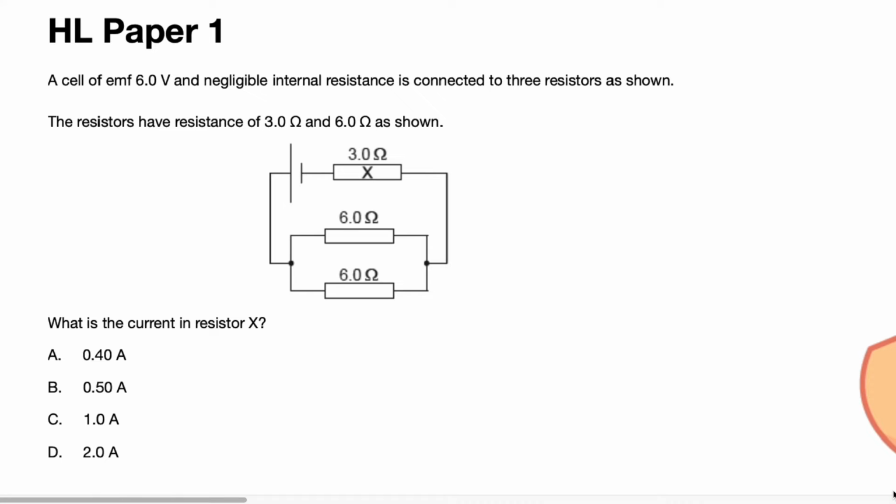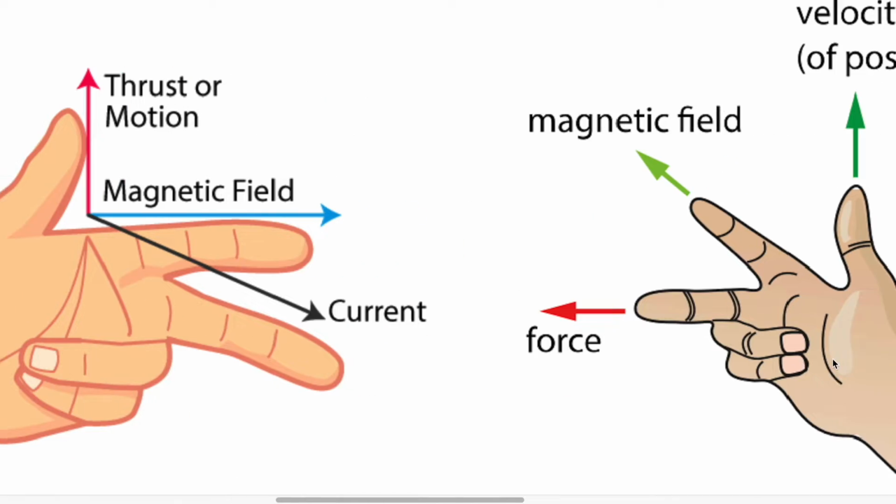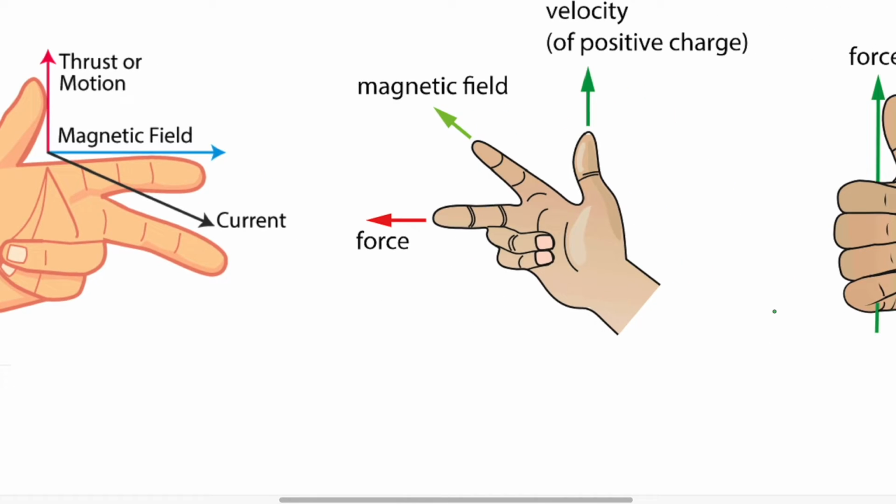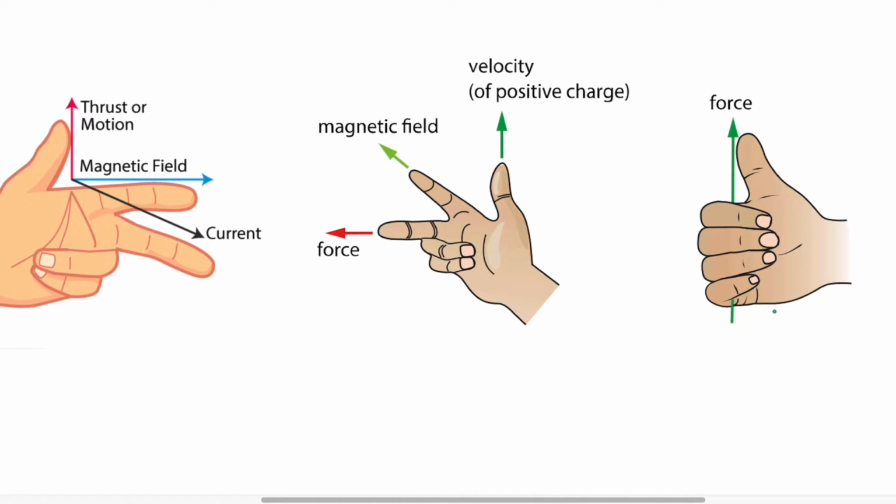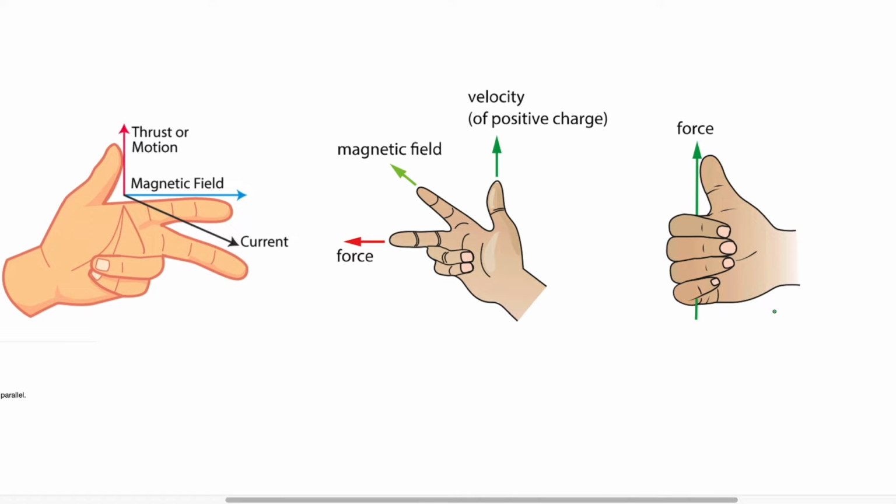Hello everyone, in this video we'll be solving HL paper 1 questions for IB Physics topic 5, electricity and magnetism. Before solving the problems, I would like to clarify some issues we had for the SL paper 1. Here there are two images showing different ways we use to identify the direction of force, current, and other quantities. This is the left-hand rule, and this is the right-hand rule.